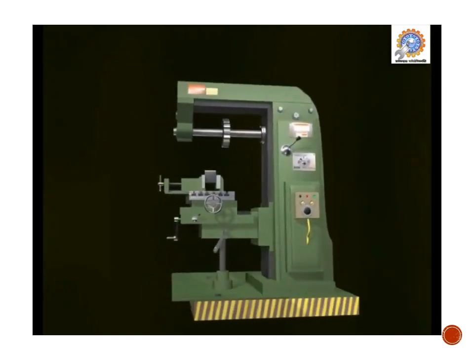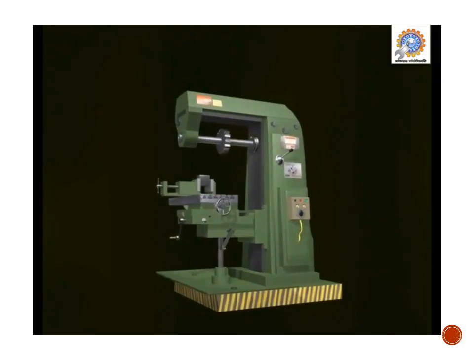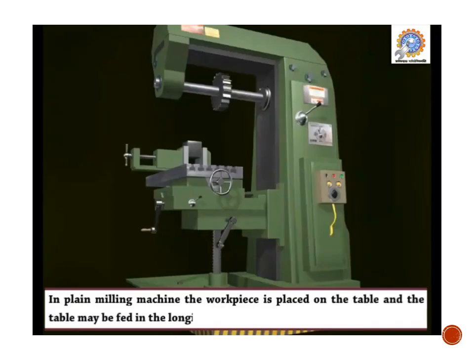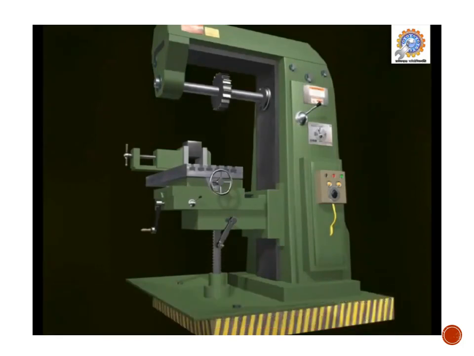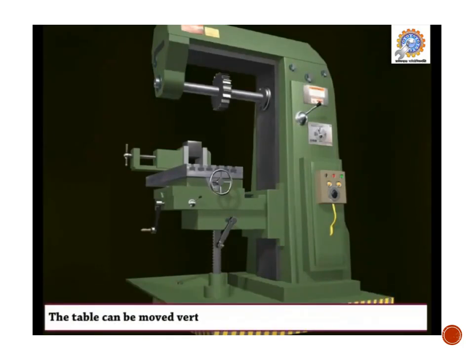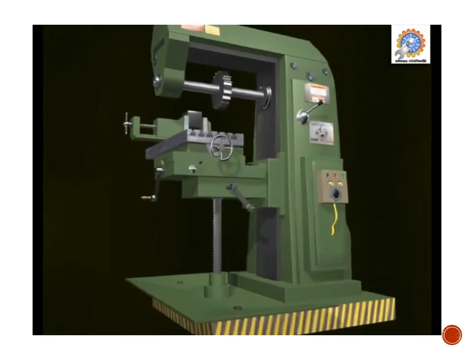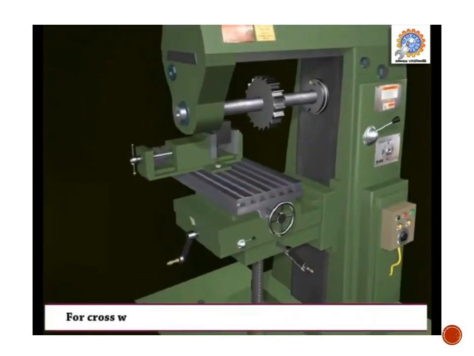Now about the different movements possible over this horizontal milling machine. In a plain milling machine, the workpiece is placed on the table and the table may be fed in the longitudinal, cross and vertical directions. The table can be moved vertically by the knee elevating screw handle. Similarly, for crosswise feed, the table is moved by the saddle movement.